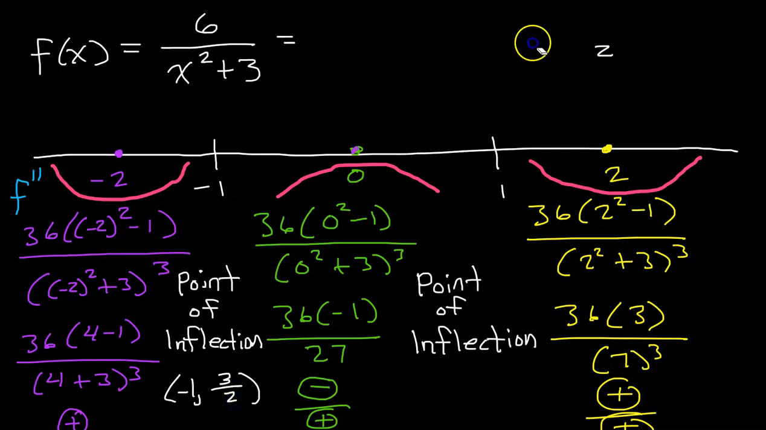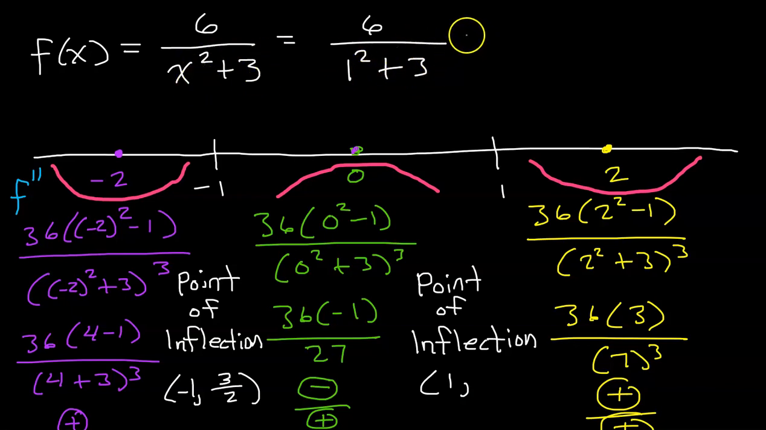Okay, reset. We have another point of inflection here at positive 1. So we know it'll be 1 comma something. And again, we will evaluate. So it would be just 1 squared plus 3. Because of the even power, this is going to have the same value as it did last time. So this will again be 6 over 4, which is 3 over 2. So 1 comma 3 over 2 is a second point of inflection.